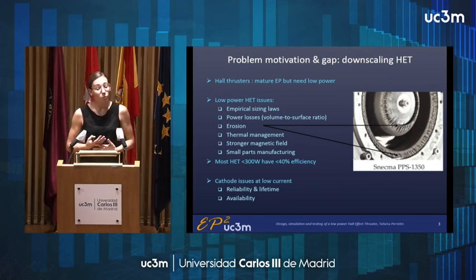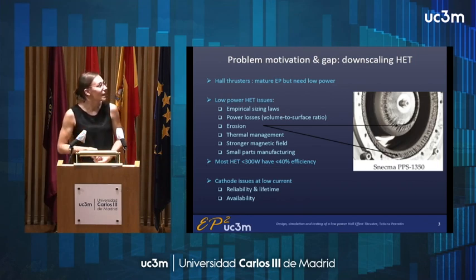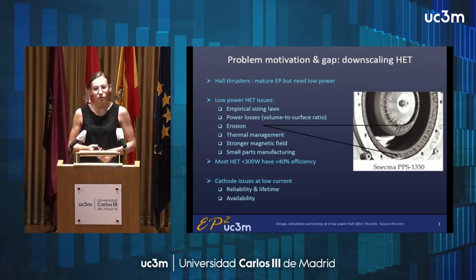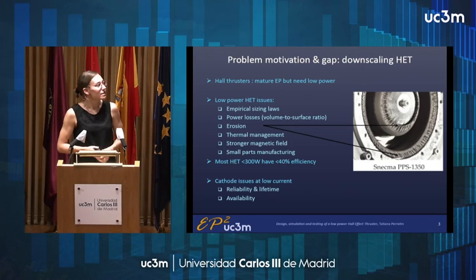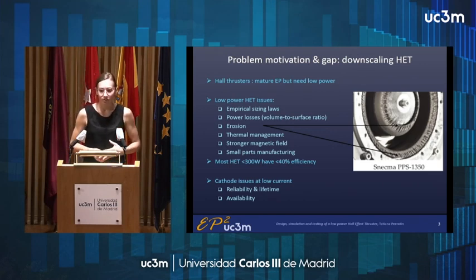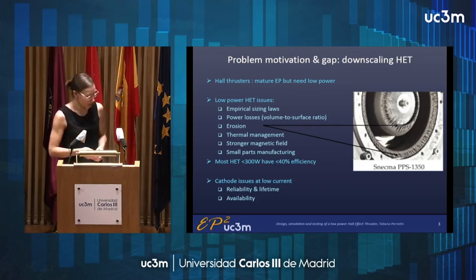Plus, at low power, we still have quite low efficiency at the moment. And another problem that arises, which is a bit of a side topic, is the cathode. We have very few available cathodes that provide little current, and the cathode is essential to the functioning of the thruster.